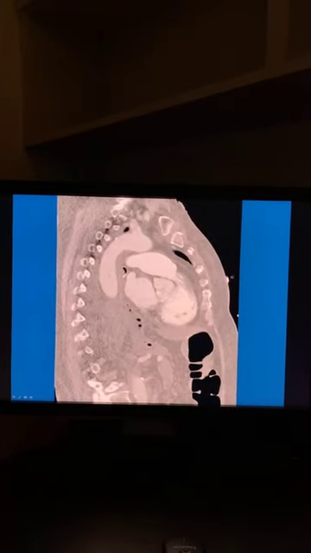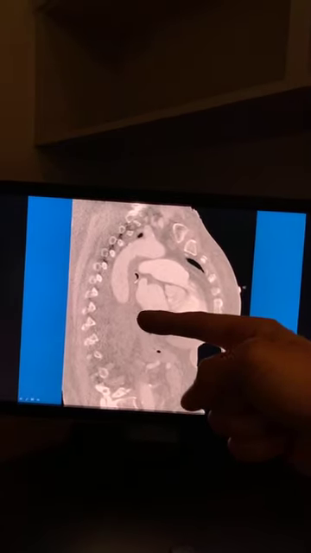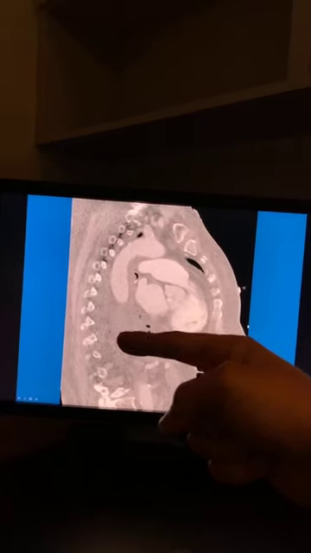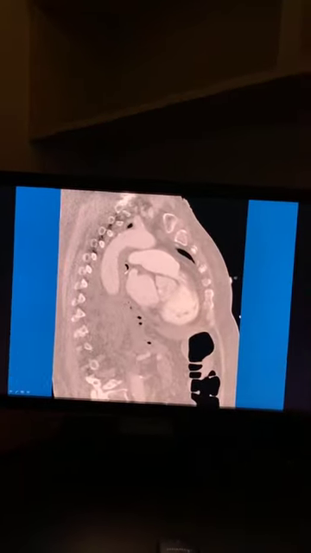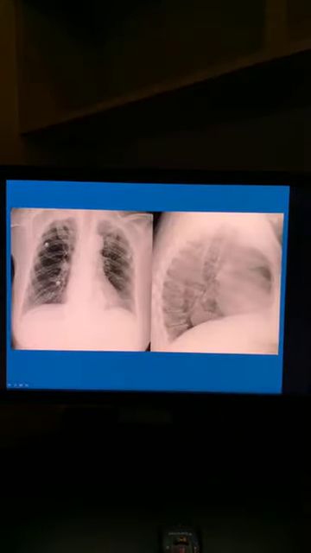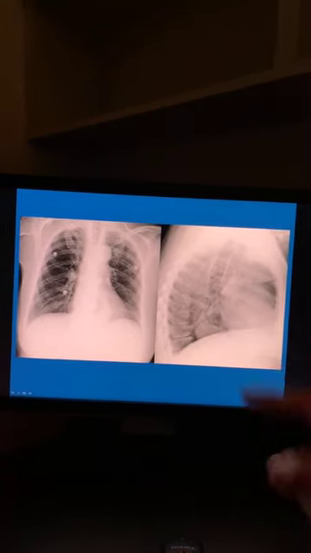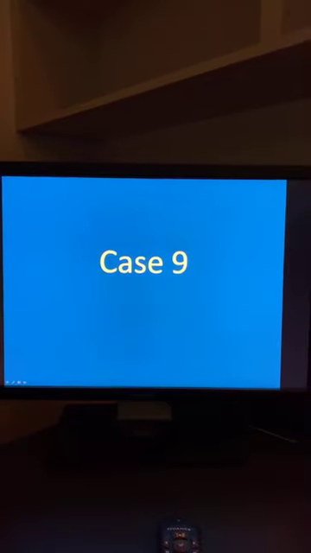Hiatal hernia. Here's the heart. Here's the stomach going through the diaphragm, through the crus, and it's sitting posterior behind the heart. Hiatal hernia. You will see these all the time. All right, you guys see it now? Right here, hiatal hernia. Next, case number 9.